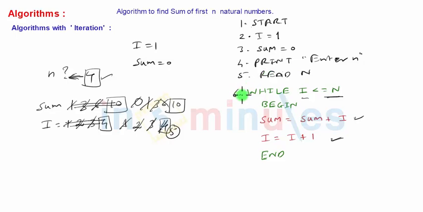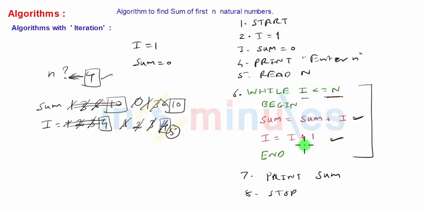Then we'll tell the computer, while I, that is the counter, is less than or equal to n, add it to sum, increment the counter. So this will be repeated multiple times, and then the next step should be to display the value of sum that we got in the above iteration. So here we'll write print sum, and then the algorithm should stop. So this much part will be repeated multiple times.